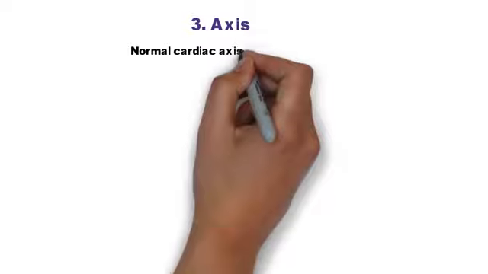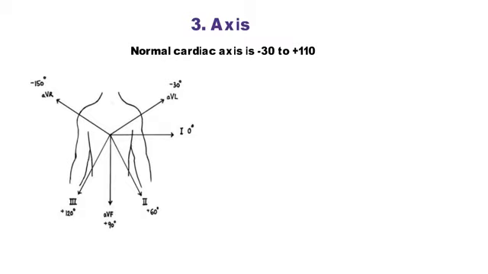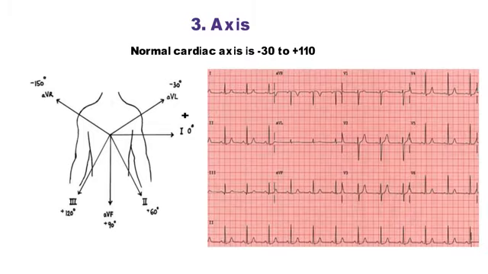Now step 3 is to calculate the axis. First of all, normal cardiac axis is from -30 to +110 degrees. And to know about the axis, we first need to know about the 12 lead ECG. There are 3 bipolar leads, which are lead 1, lead 2 and lead 3, and 3 unipolar leads, which are augmented voltage leads, that is aVR, aVL and aVF. And there are 6 chest leads which are from V1 to V6. Now to calculate the axis, most commonly we use perpendicular leads, that is lead 1 and aVF.